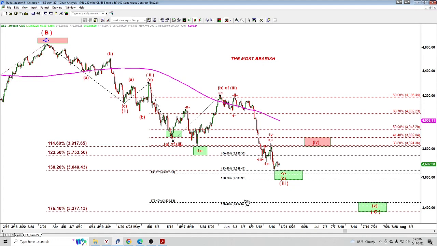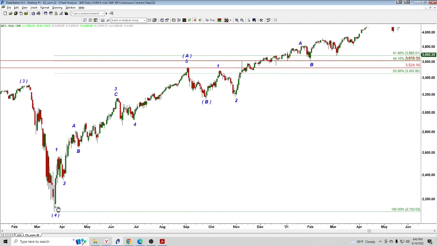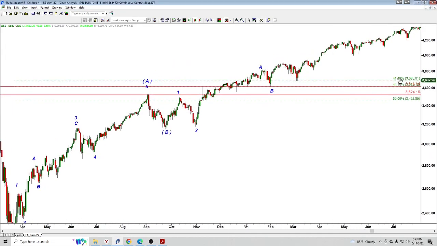Now, I want to show you one important thing. Let's come back to that first rally off the pandemic low made in March 2020. Look at that first 5-wave up structure labeled as wave A. Look where it topped, at 35.20. And look at those fibs.